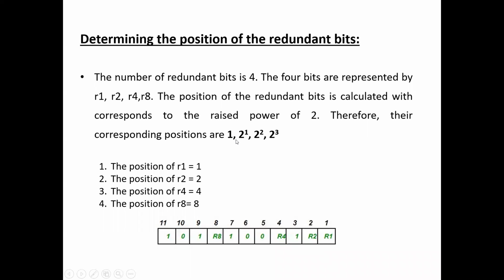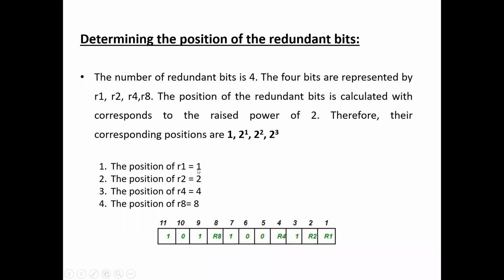Next, the second redundant bit is placed in the position of 2 power 1. Next, the third bit, 2 square. Next, the fourth, 2 cube. Next, if there is a fifth redundant bit, that redundant bit is placed in the position 2 power 4, that is 16. So here in this problem, there are only 4 redundant bits.